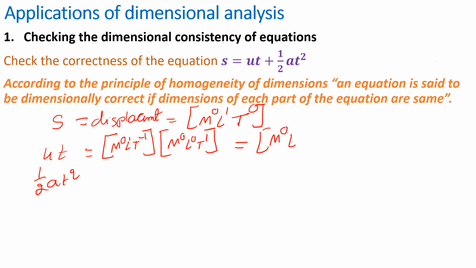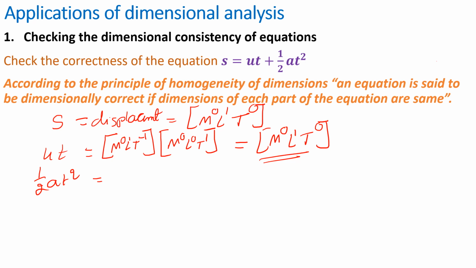L to the power 1 into L to the power 0, that is L to the power 1 only. And t to the power minus 1 into t to the power 1, so minus 1 divided by t and plus 1 into t, so t to the power 0. For u into t, you got the dimension m0, L1, t0.